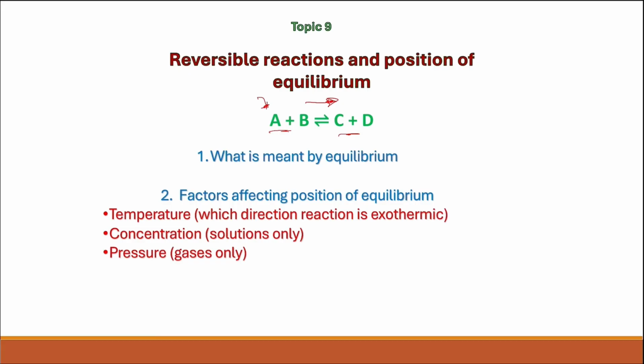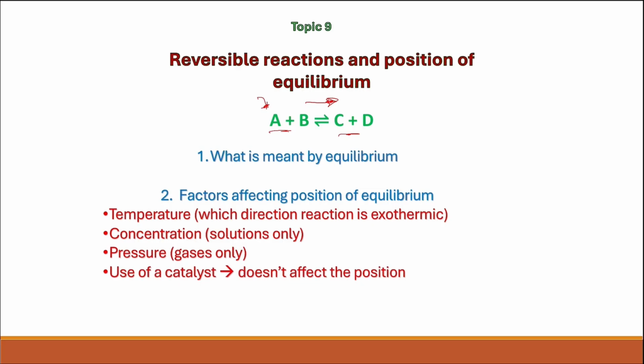And then pressure in case of gases. For gases, it depends on the number of moles of both reactants and products. If you increase the pressure, the reaction will move to the side which has the lower number of moles, and vice versa. And finally, the use of a catalyst. The catalyst will not affect the position of equilibrium. It's very common, by the way, to ask you about the use of the catalyst here and what it does. The catalyst will lower the activation energy.